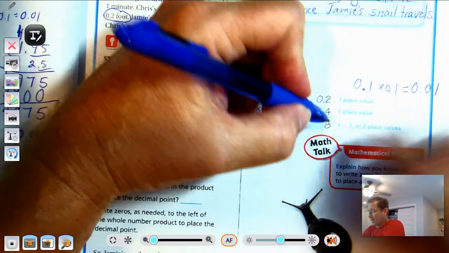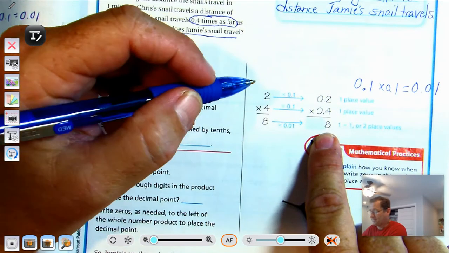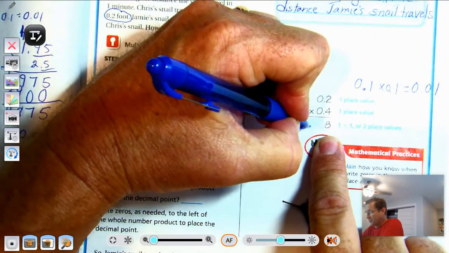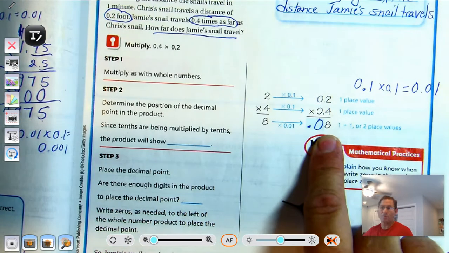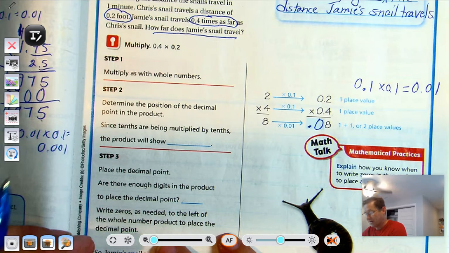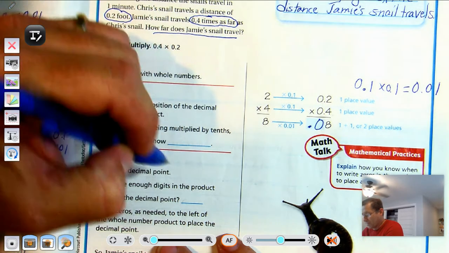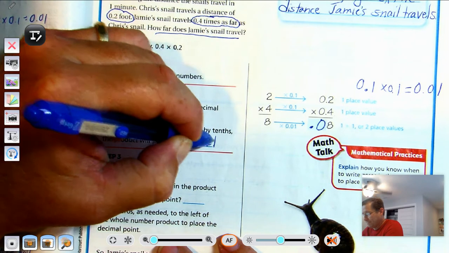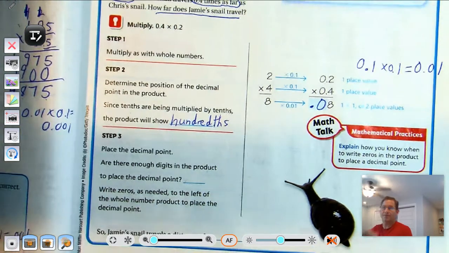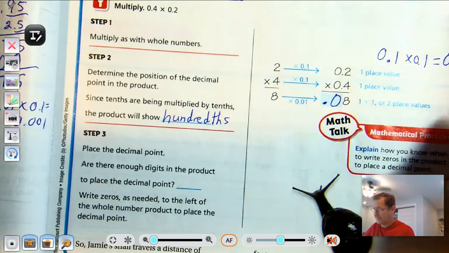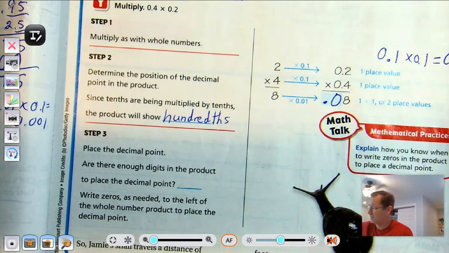So we have to have a decimal number that is in the hundredths. So we have to make sure we have 0.08. Okay, so we have two decimal places. Since the tenths are being multiplied by tenths, the product will show hundredths. So this isn't really new from anything that we've already discussed in this chapter.